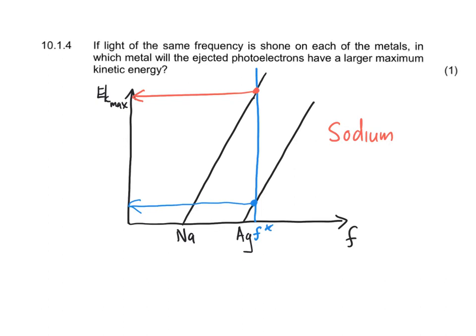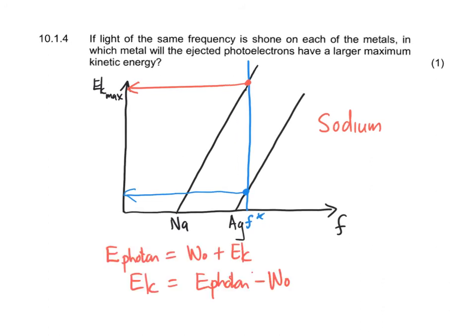Whereas for sodium, the work function is less, so the electrons coming off have to pay less of an energy tax, as it were, so they have more kinetic energy left over than in the case of silver. So if we look at it mathematically, we know that Einstein's equation says the energy of a photon is equal to the work function, or the energy toll, plus the kinetic energy of the electrons leaving the surface.